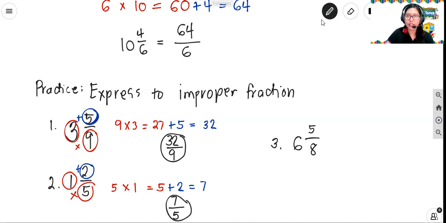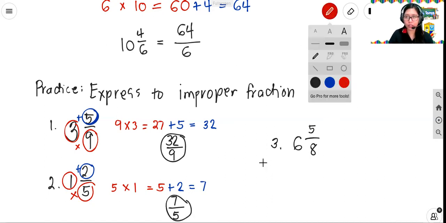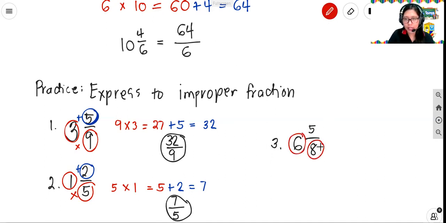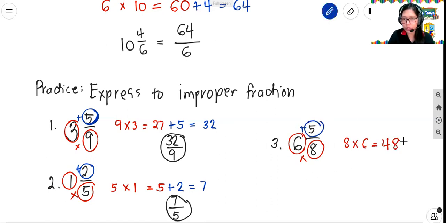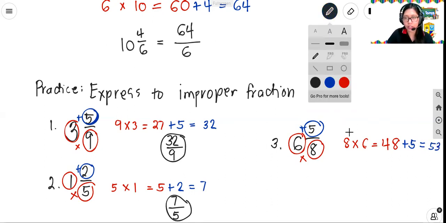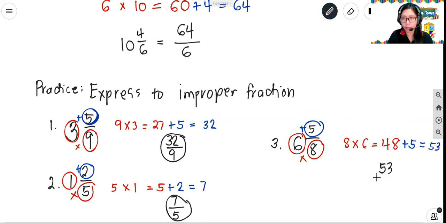Okay. Next, last number. I hope you're getting the answers correctly. So let's multiply 8 and 6. That's the denominator and the whole number. So 8 times 6 will give us 48. And then the answer, we will add to the numerator. So plus 5. 48 plus 5 is 53. So 53 will be the new numerator of the improper fraction. Then the denominator will still be 8.